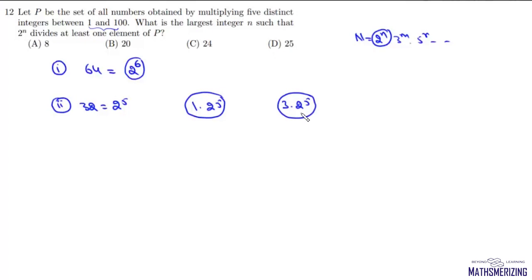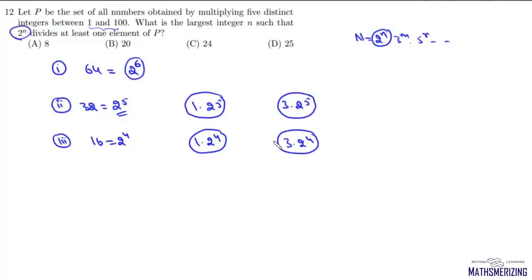Now 4 into 2 to the power 5 will be greater than 100, so we are not considering that. And then finally, after 2 to the power 5, we have 2 to the power 4. So we'll take 1 into 2 to the power 4. Now 2 into 2 to the power 4 will be 2 to the power 5. And then we'll take 3 into 2 to the power 4. So these are the highest powers possible for any numbers from 1 to 100, so that it is divisible by 2 to the power n.